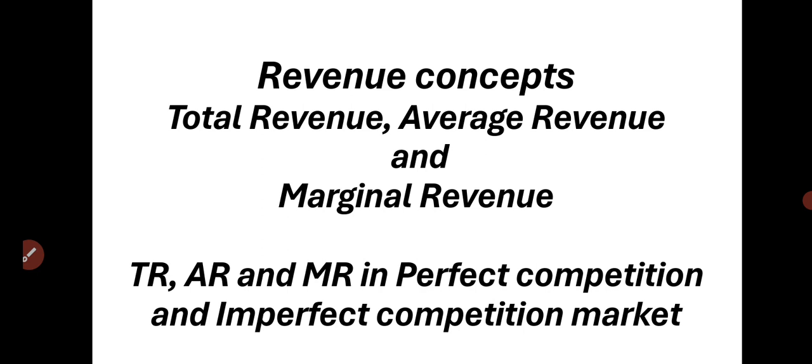So whenever a firm or a producer or a seller starts selling or producing something, their main objective is to get a profit. And profit is nothing but the difference between revenue and cost. So revenue should be more than cost so that they can get profit and continue their business, right? Revenue means sales revenue. So what is total revenue, what is average revenue and what is marginal revenue? Let us start our discussion.